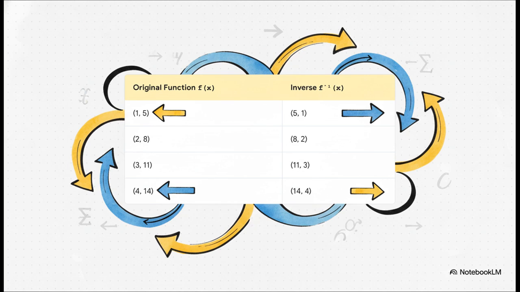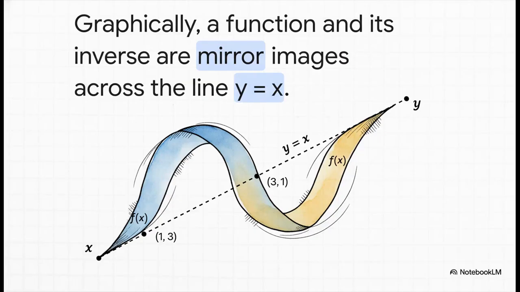That's all it is. And when you look at it on a graph, something really cool happens. If you draw that perfect diagonal line, y equals x, a function and its inverse are perfect mirror images of each other, reflected right across that line. It's a really neat visual way to check if two functions might be inverses.